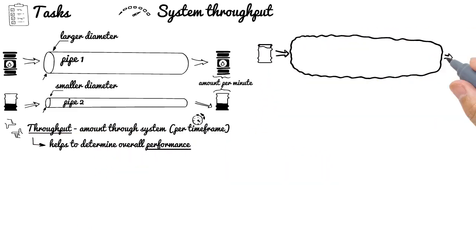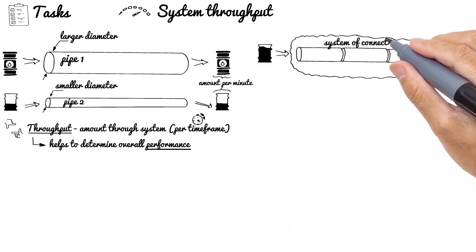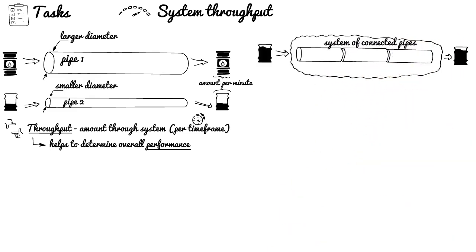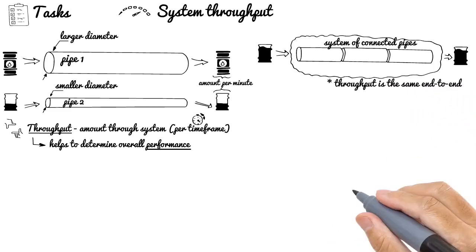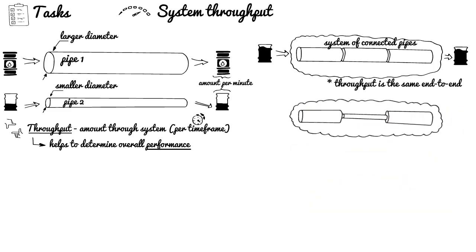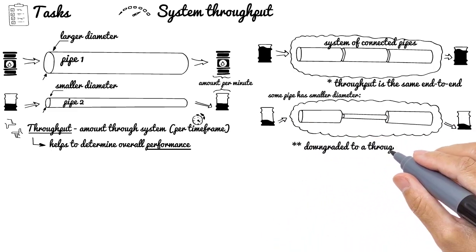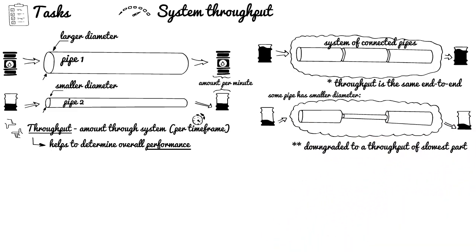Now imagine our system made up of several pipes consequently connected to each other, and each pipe has its own diameter. If the diameters of all pipes are the same, then the throughput of our whole system will be the same from end to end. But what will be the overall system throughput if at least one pipe somewhere in between has a smaller diameter? You can guess, if even a small part of the system has constraints, like smaller throughput, then overall system throughput will be downgraded to the throughput of its slowest part. Sometimes such a situation is named the bottleneck effect, when the narrowest section of the system affects overall system throughput.